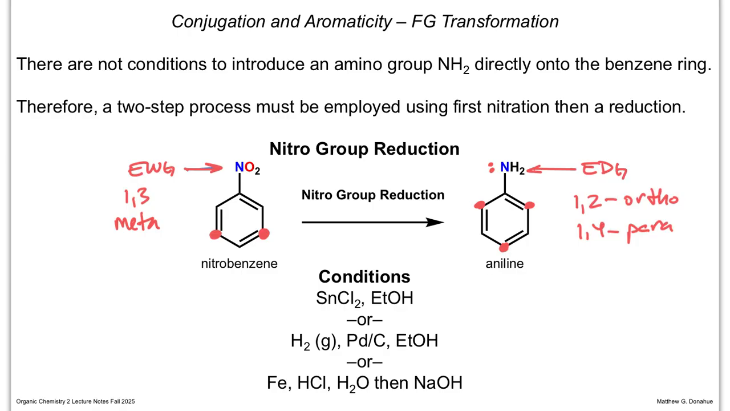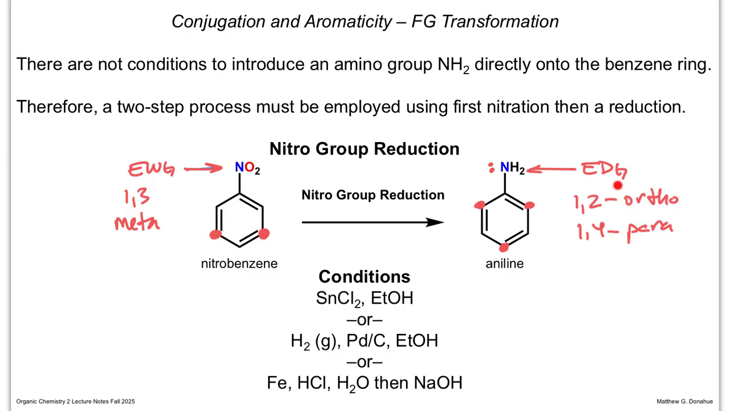So the exact conditions to reduce that nitro, there's 3 of them shown. Tin dichloride and ethanol, hydrogen gas, palladium on charcoal and ethanol, or iron metal under acidic conditions followed by a basic workup. So no matter what, to get nitrogen on, we have to do nitration. But if we don't like the reactivity pattern of nitro, we can reduce it to get a donating pattern.